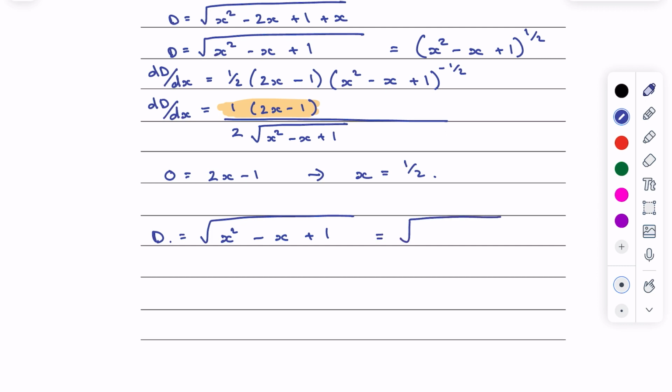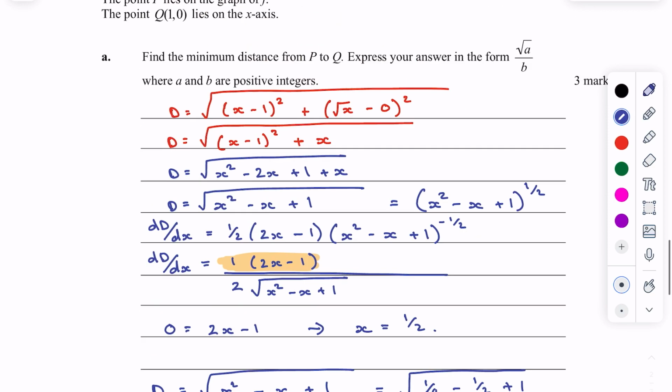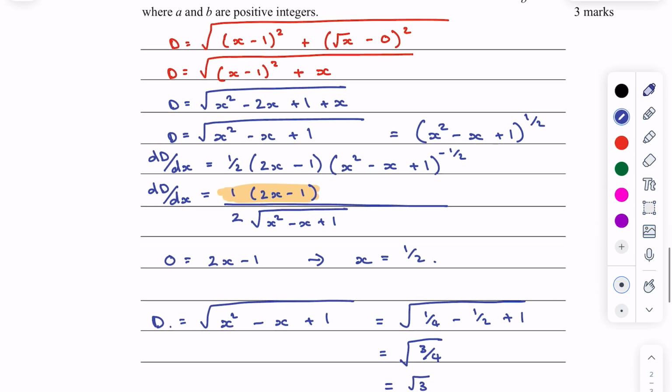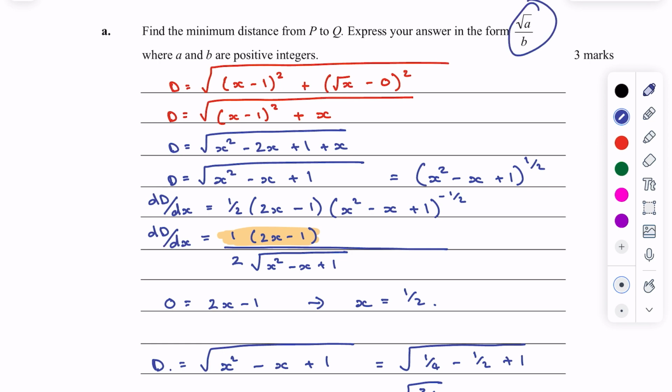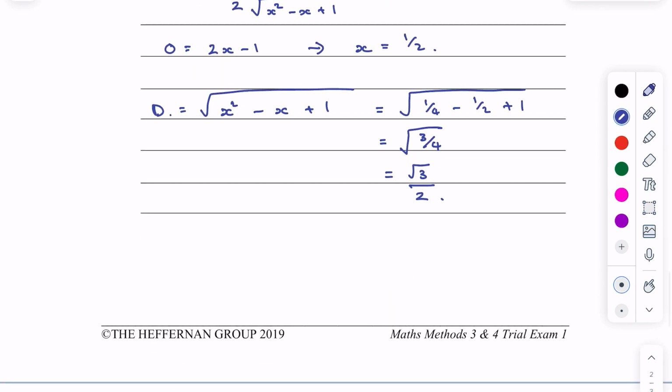So this will equal square root of x squared, a half squared, that's a quarter, minus a half plus 1. Okay, this is going to reduce to 3 on 4, which I can write as square root of 3 on 2. And I think the question asks us to have it in the form of square root of a on b. So this is in the form square root of a on b. And that should be our answer. Okay, I hope that helps. Keep working. We'll keep on working as well.